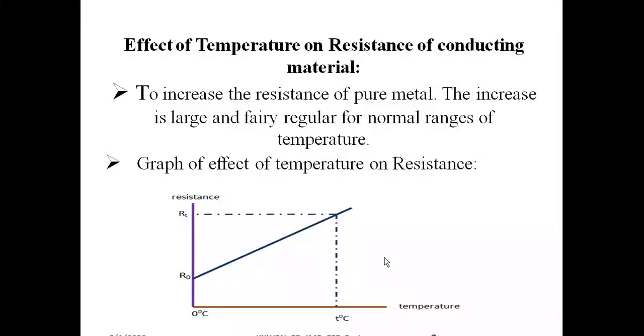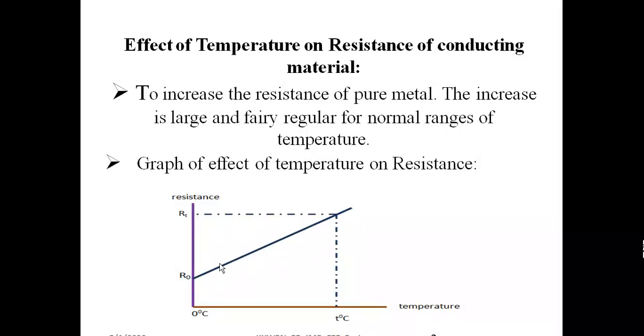This graph shows a straight line and the graph is between the two parameters, that is temperature on x axis and resistance on y axis. This graph shows that at 0 degree centigrade the resistance of that conducting material is R0. When temperature rises to T degree centigrade, the resistance of the same conducting material is RT. It is a straight line.